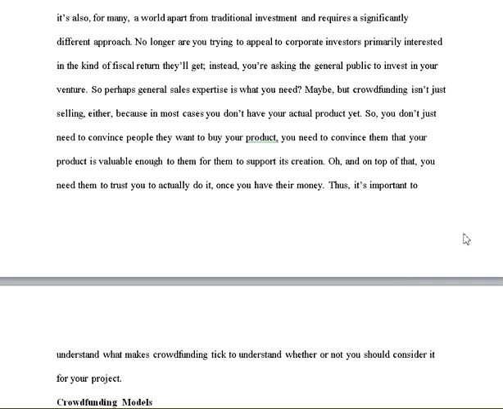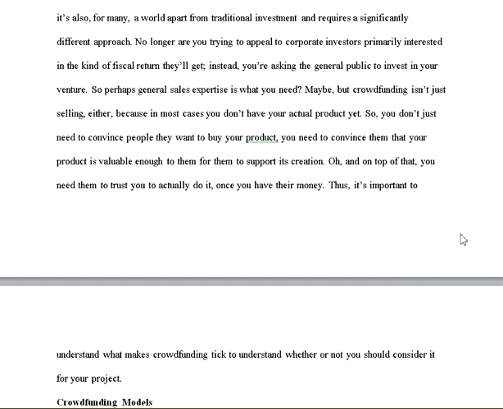Crowdfunding is an increasingly prominent force in the world of entrepreneurship, but it's also for many a world apart from traditional investment and requires a significantly different approach. No longer are you trying to appeal to corporate investors primarily interested in the kind of fiscal return they'll get. Instead, you're asking the general public to invest in your venture.